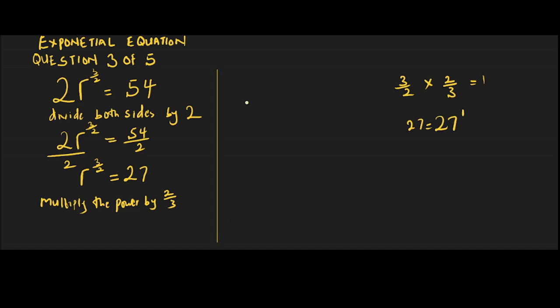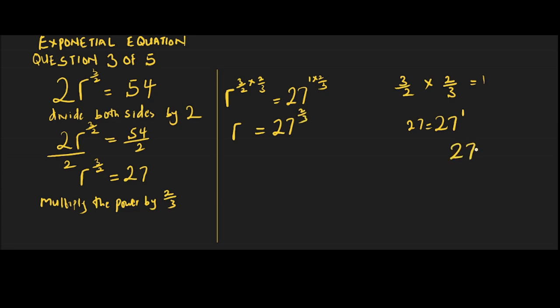So we are going to have r raised to power 3 over 2 times 2 over 3 equals 27 raised to power 1 times 2 over 3. This and this will cancel out. You're having r is equal to 27 raised to power 2 over 3.